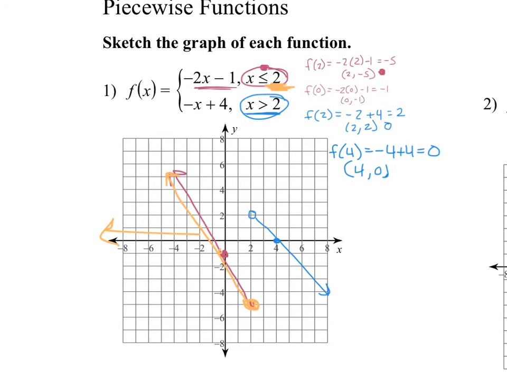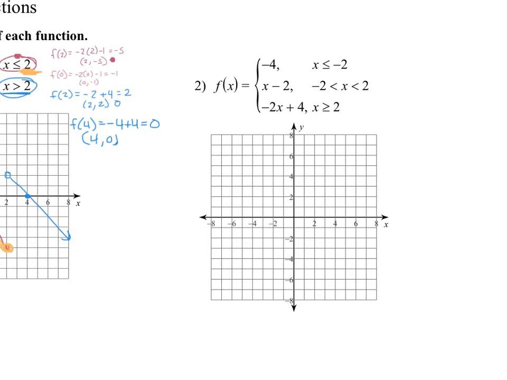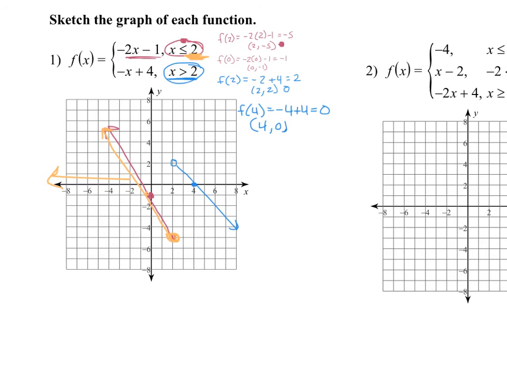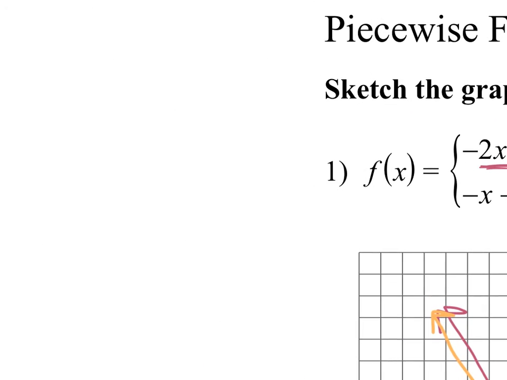Thank you. You're welcome. All right, let's take a look at the second one. Is it an open circle? The blue line is an open circle. The pink line is a closed one. So just remember that if it's less than or equal to or greater than or equal to, it is a closed circle. If it's just greater than or less than, it's an open circle.